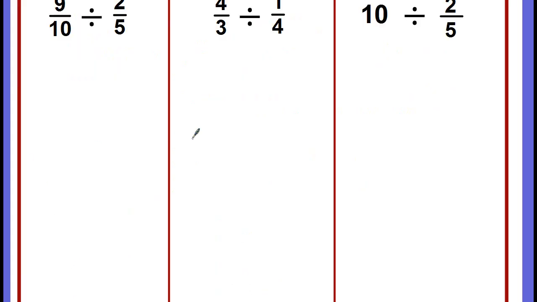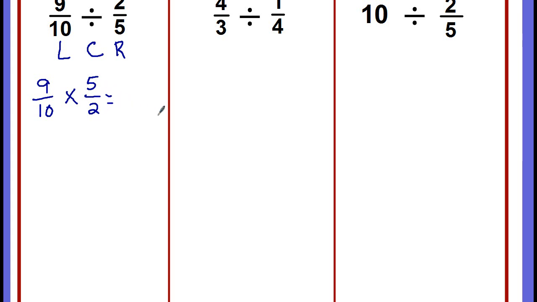So let's get into it and just do some examples. 9/10 divided by 2/5. So what I would like to see is that everybody writes the letters L, C, R, and then you need to rewrite the expression. We're going to leave the 9/10 alone. We're going to change the division to multiplication, and we're going to write the reciprocal of 2/5. We're going to flip it upside down, and it's going to be 5/2.